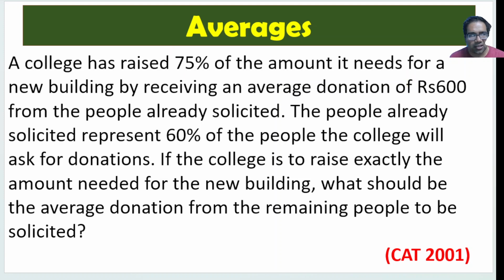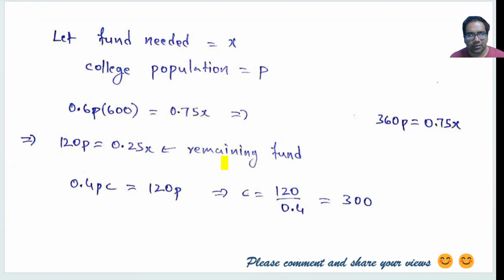Here again, this is a very straightforward problem. Let the total fund needed for the college be X, and let the college population be P. Now 60% of this population P, that is 0.6P, have contributed 600. With this contribution, the college has reached 75% of its goal. Let's simplify this: 0.6 times 600, which is 360P, equals 0.75X. X is the total fund and P is the college population.